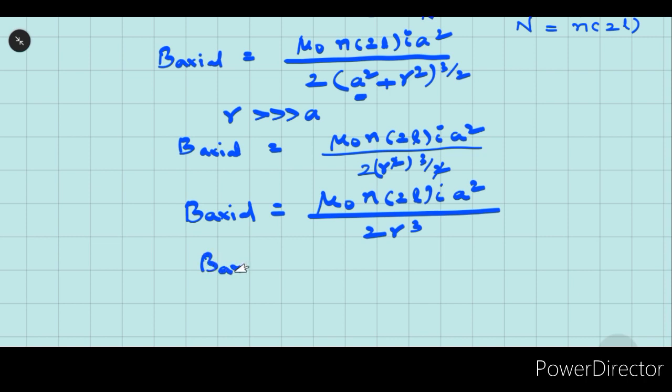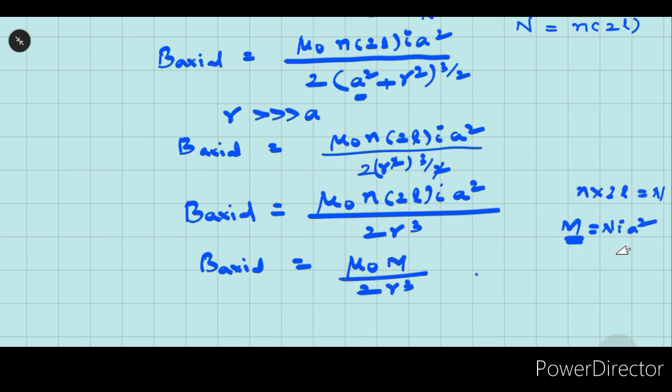So B axial can again be written as mu naught into n into 2L. Here n into 2L is equal to capital N. In the expression of M we get M is equal to N into I into, here A is not the area, here A is the radius.